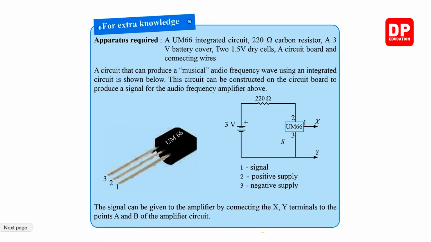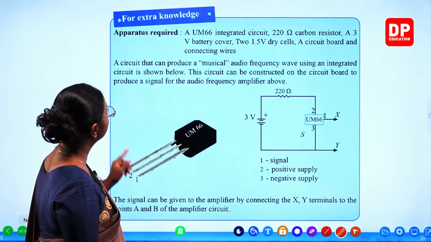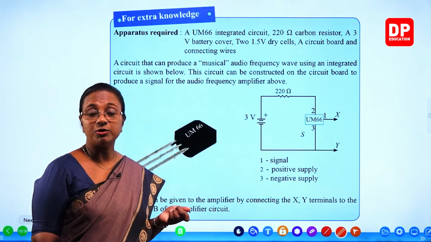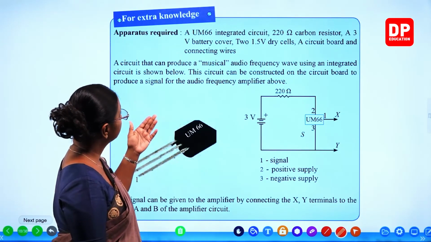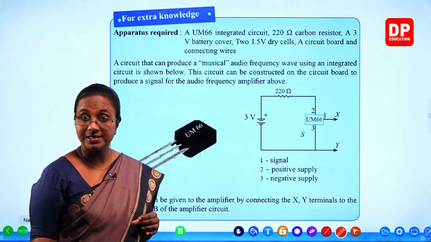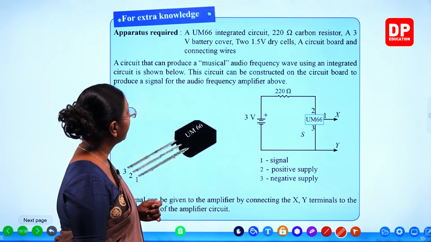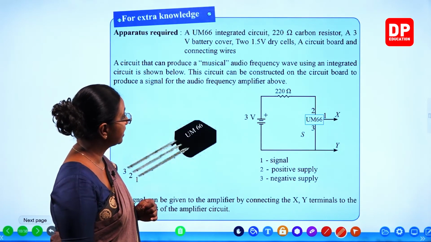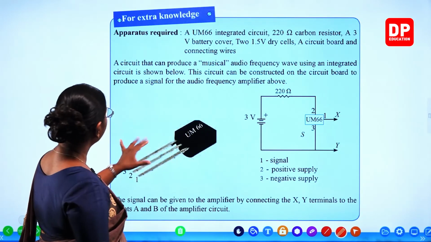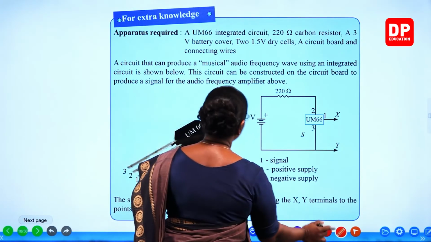So here again, we have an extra knowledge slide. So here, the apparatus required are given to you. We use a UM66 integrated circuit. You have heard about IC chips, electronic chips. So those are integrated circuits. A 220 ohm carbon resistor. Again, that is a fixed value resistor. A 3 volt battery cover, 2 1.5 volt dry cells, a circuit board and connecting wires. So using all these, we can do this activity, a circuit that can produce a musical audio frequency.